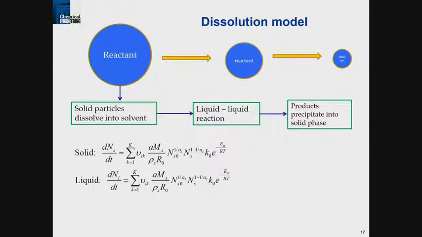Now here's the competing mechanism. There's a salt particle here that's in an organic solvent, and there is a tiny amount of salt that could dissolve in the liquid.